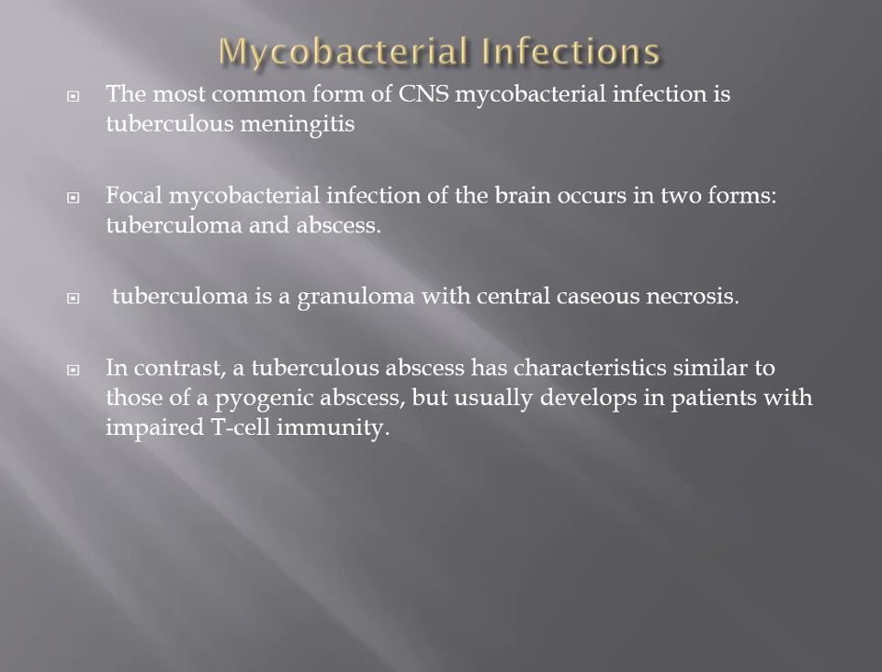Mycobacterial infection. The most common form of central nervous system mycobacterial infection is tuberculous meningitis. Focal mycobacterial infection of the brain occurs in two forms, tuberculomas and abscess. Tuberculoma is a granuloma with central caseous necrosis. In contrast, tuberculous abscess has characteristics similar to those of pyogenic abscess, but usually develops in patients with impaired T cell immunity.